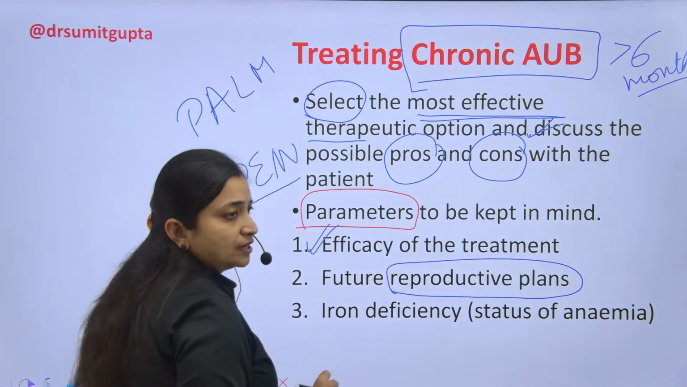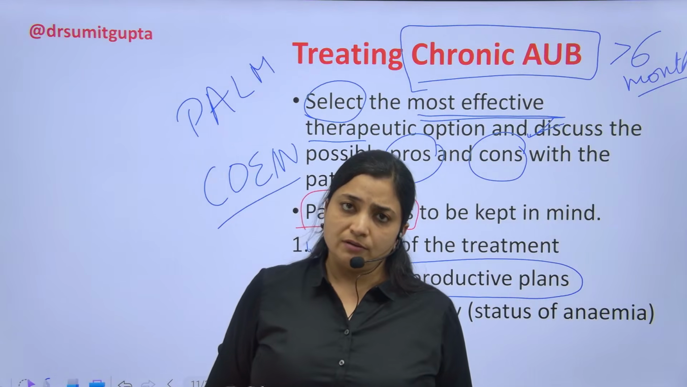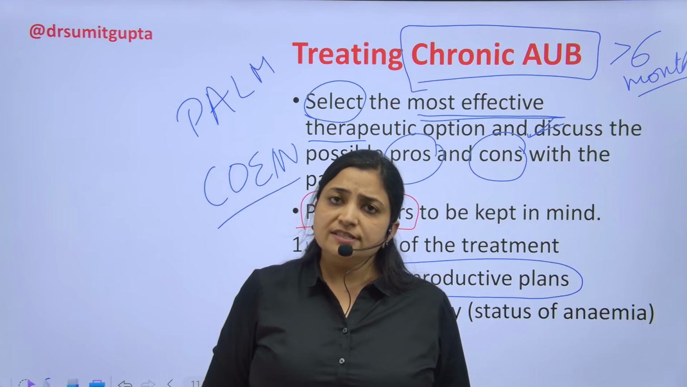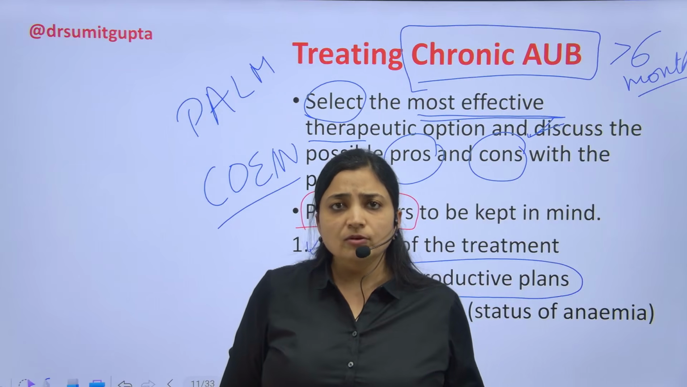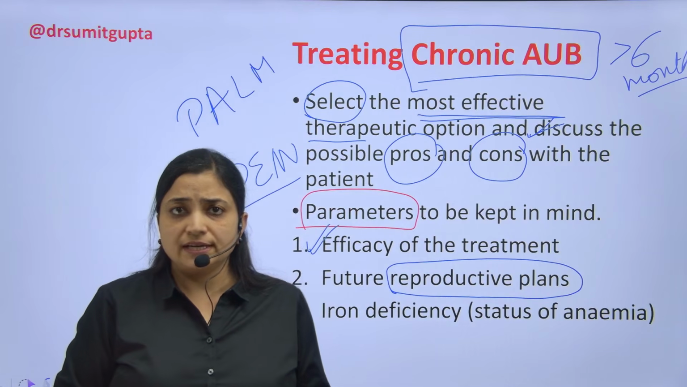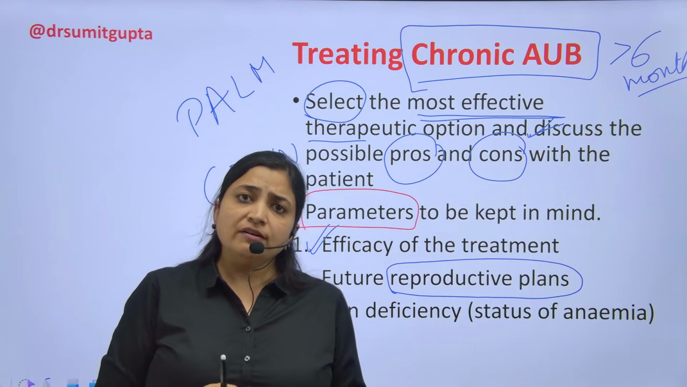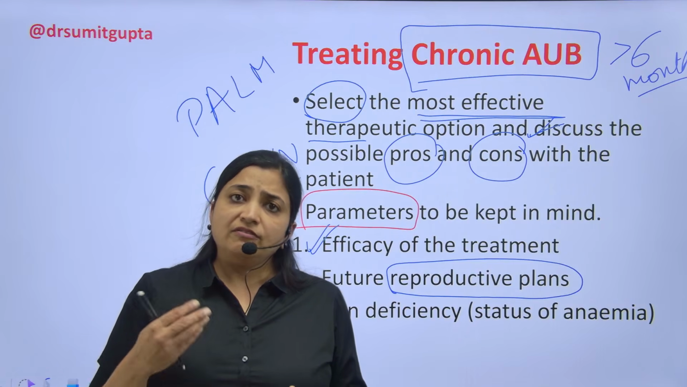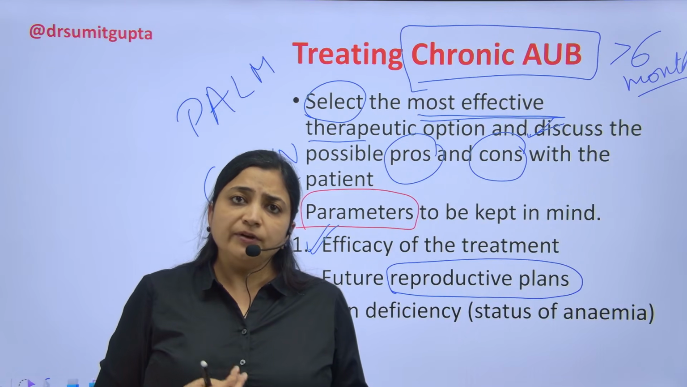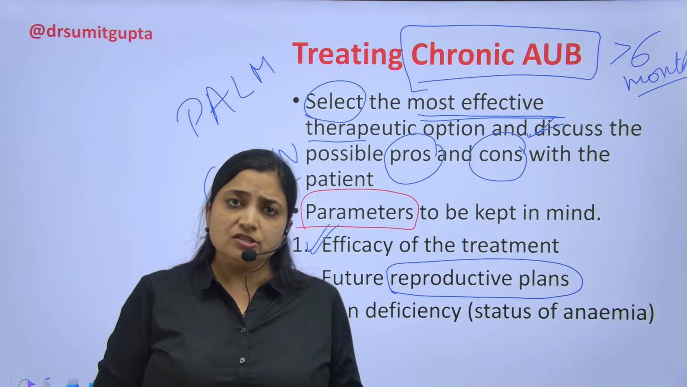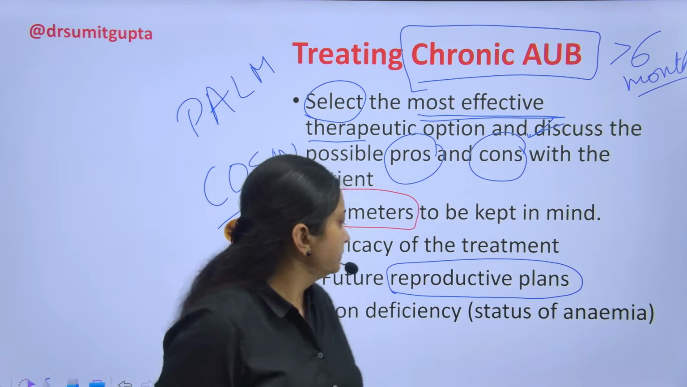For example, there is a patient who is having leiomyoma and she wants to conceive again. So we will go for myomectomy because she wants to keep the uterus. But there are patients who are of advanced age, with advanced leiomyomas and a complete family, and they don't want any sort of complications in the future. So we go with hysterectomy.